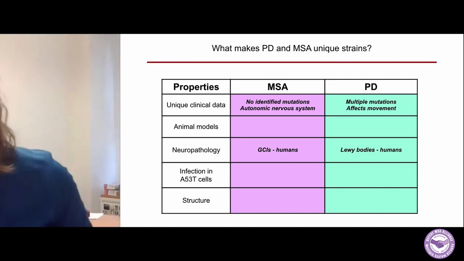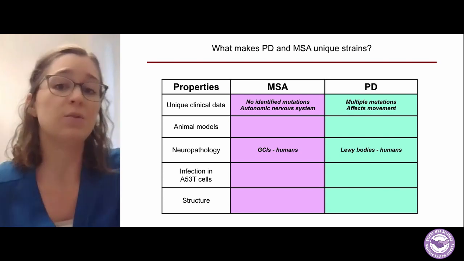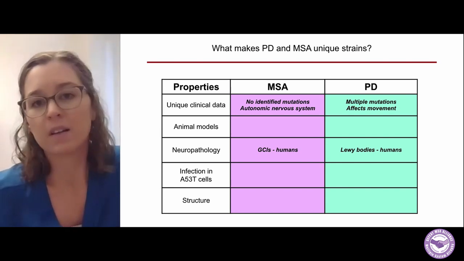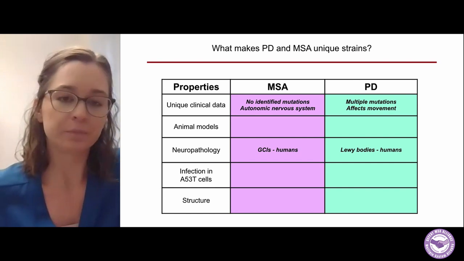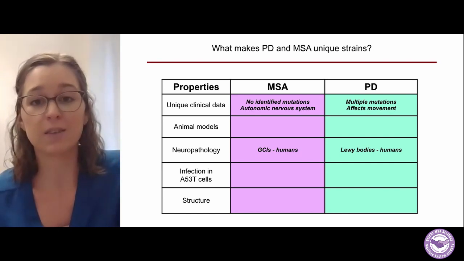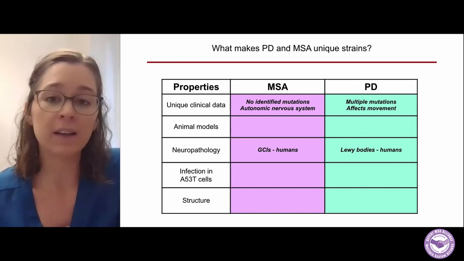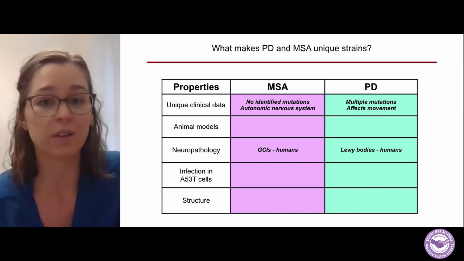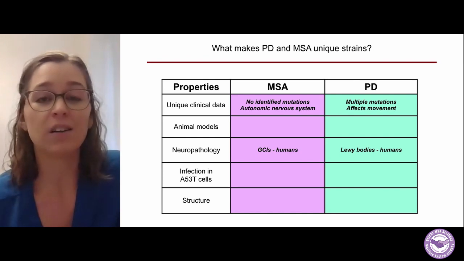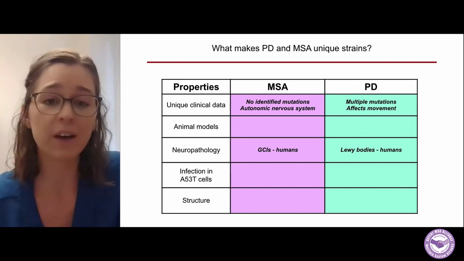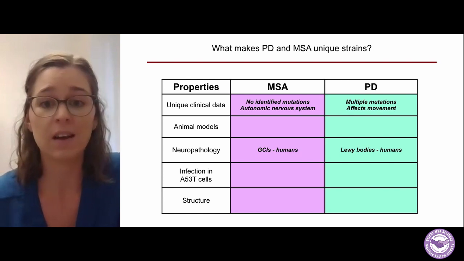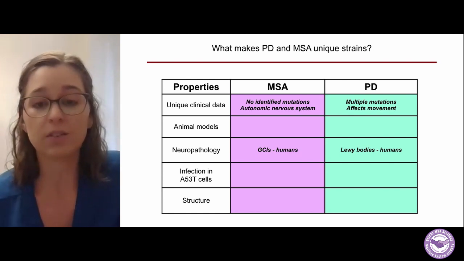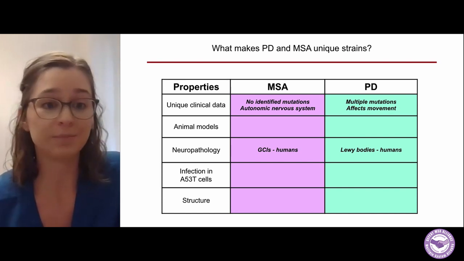So to begin, what makes PD and MSA unique strains? There's a few properties that I listed out in this table that you see here. Unique clinical data is the first set of properties that we look at. In MSA and PD, one has identified mutations, one does not. MSA attacks the autonomic nervous system, while PD primarily affects movement. And we also have neuropathological data from patients. GCIs, or the glial cytoplasmic inclusions, are the hallmark of MSA, whereas Lewy bodies are the hallmark of PD.